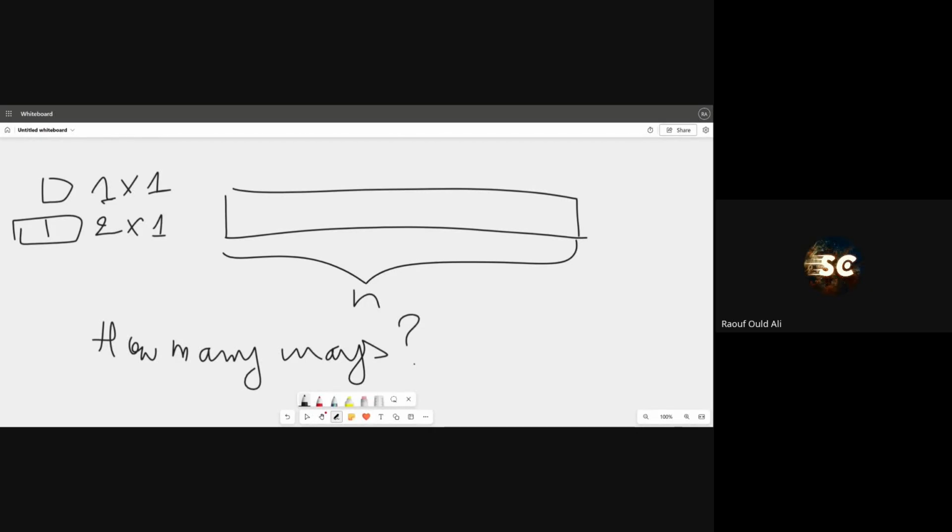Yes, Haytham? Do you want the complete search or the optimized dynamic programming? Try to go for the naive approach. We can use backtracking and recursion and keep putting any of the two blocks and see how many ways we can end up with.